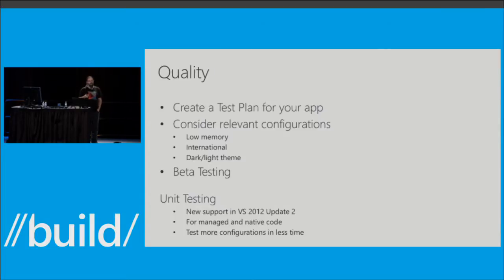One of the key things to consider here is really understand the configurations that you need to test on. Just having the right set of test cases is great, but if you don't execute it on all the relevant configurations, you might miss some important bugs that maybe only repro on non-English systems, or your app doesn't work on low memory devices, or your app doesn't render properly in the Light theme.